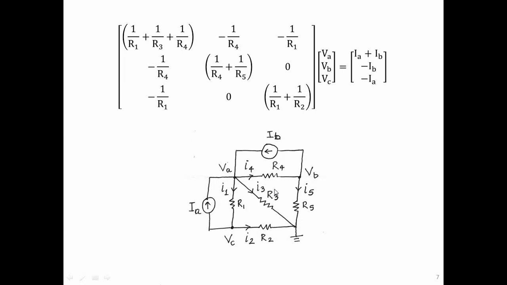Alright, so now that we've got these equations, you know how to solve. I'm not going to give you the solution. You just have to invert the matrix, and basically you have to find VA, VB, VC.